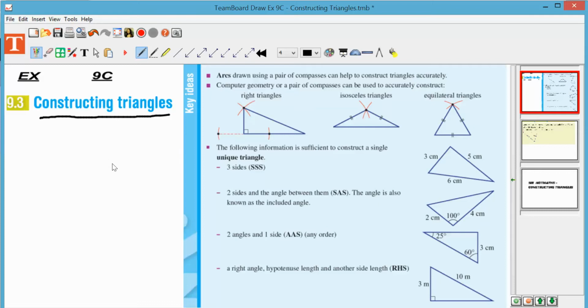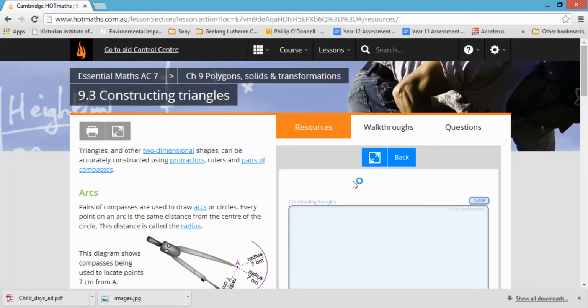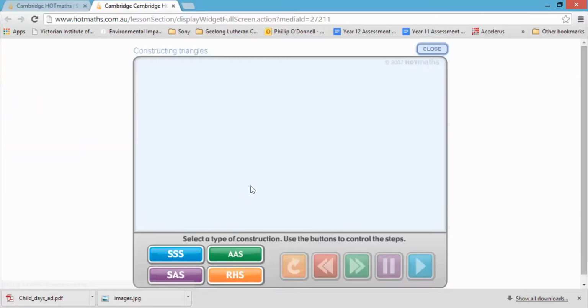Okay, you did a little bit on our last video about constructing triangles, really simply just using your ruler and a protractor. Now this one we are going to look at using a compass. All right, and we're going to be using Hotmaths very shortly to have a look at that one, but we'll get to that in a jiffy.